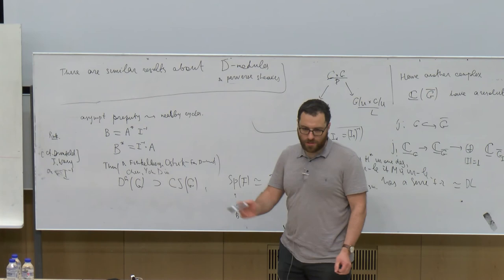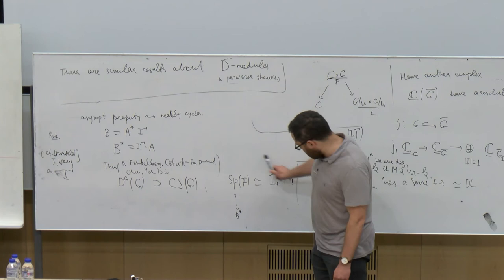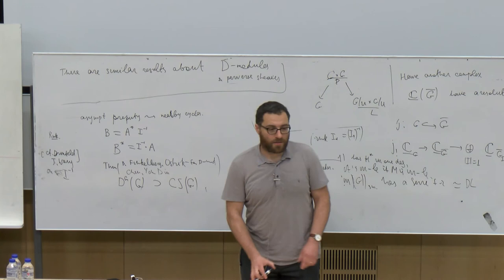And I sort of hope that there is something resembling this, some sort of isomorphism of functors in the loop group setting, which I think is still not known. OK, so maybe I'll stop here.